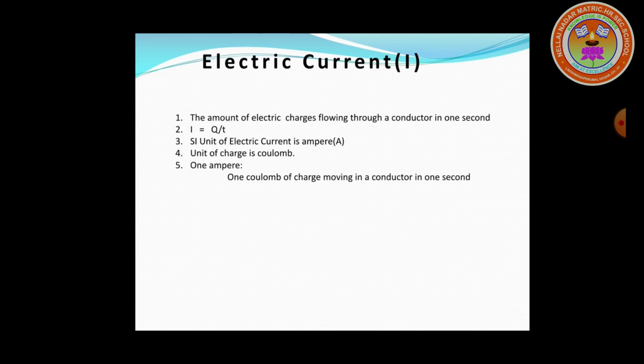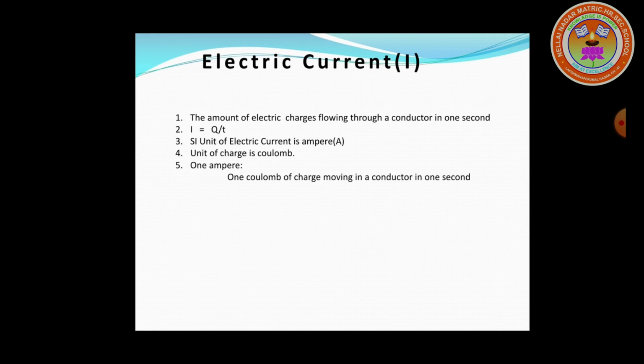So next we move on to defining 1 ampere. Here the electric current is charge per time. Current is nothing but charge by time. The unit of charge is 1 coulomb. The unit of time is 1 second.